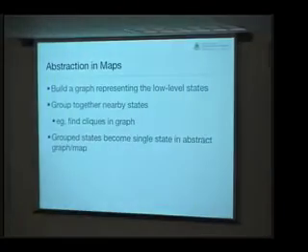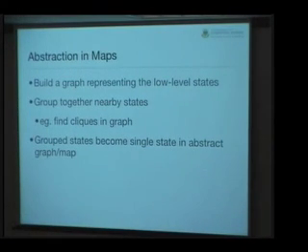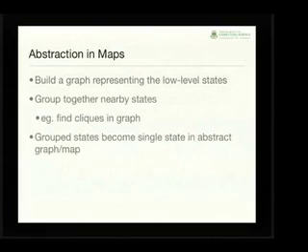So let's look at maps. If I was going to do pathfinding in something like a map, how would I do abstraction and what happens in this case? What we're going to do is take a map and build a graph, because it's easier to talk about a graph than a map that represents the low-level states in my world. I'm going to build an abstraction by finding groups of states that are similar, close by to each other. For instance, I could find small cliques. This is an easy problem in a map because the largest clique I can have is a 4-clique. So I could find something like that and group those together.